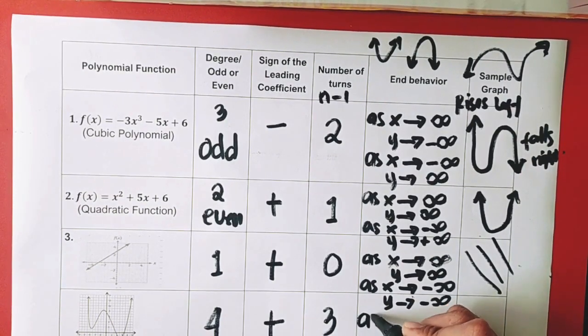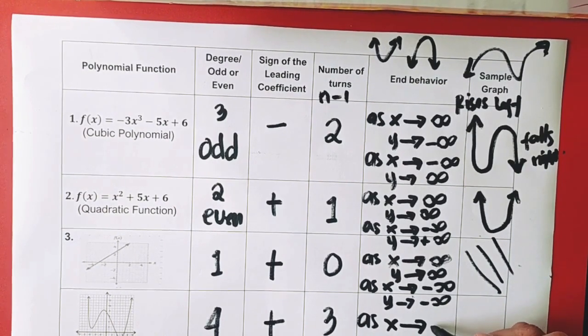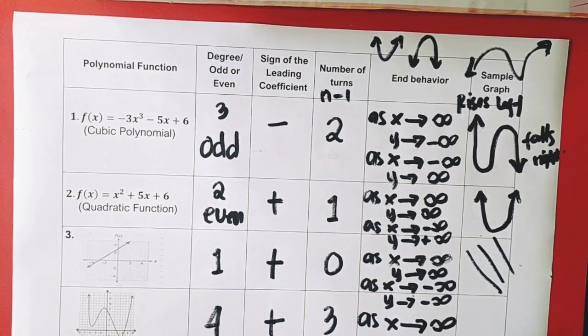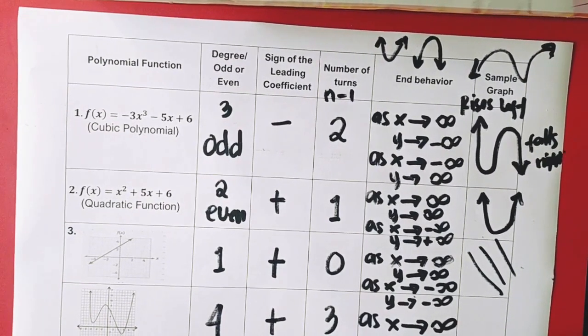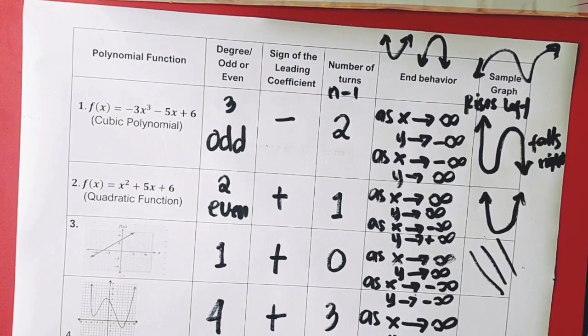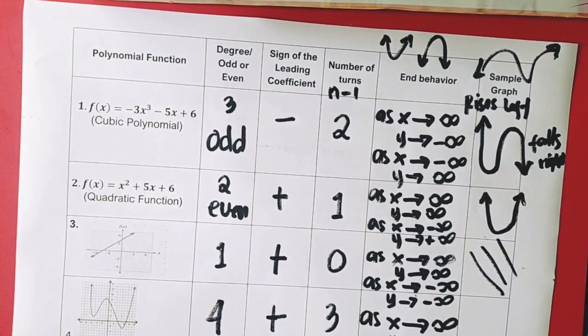Okay, next, let's have the end behavior. As x goes to the right or positive infinity, y goes to, the right tail goes up, that's positive infinity. As x goes to the left or negative infinity, y goes to, the left tail goes up, so that means that's positive infinity. This is how you're going to determine the end behavior of the graph. Okay.